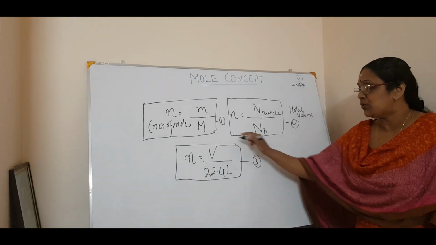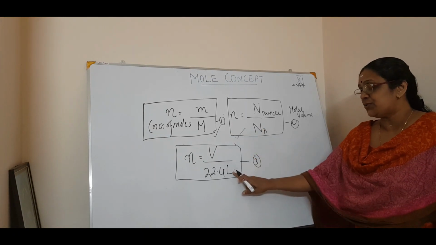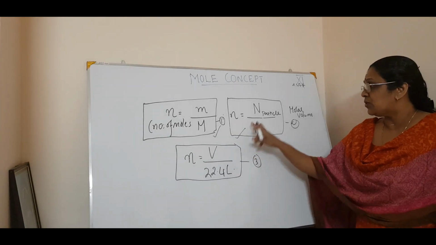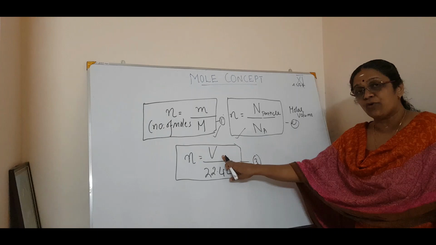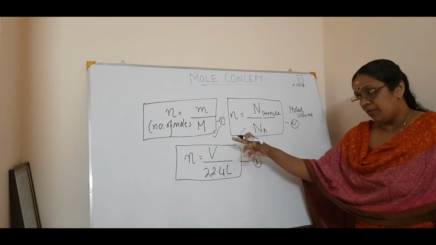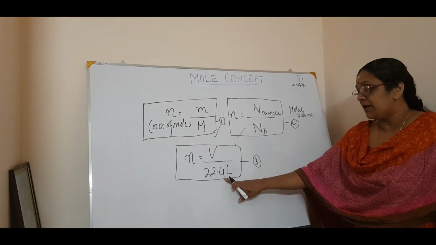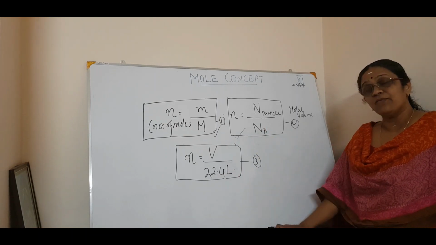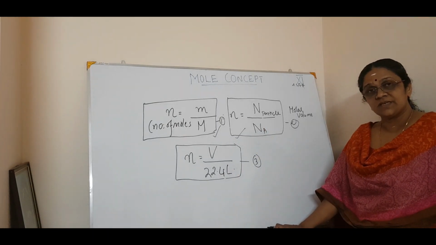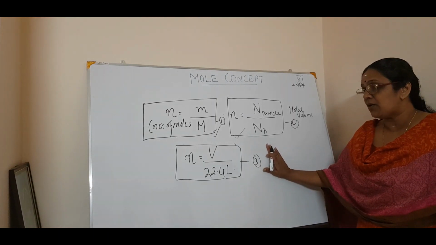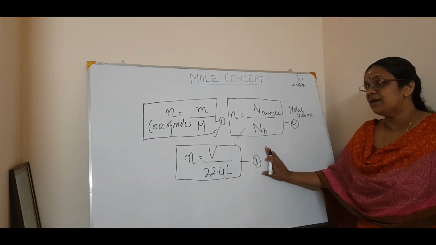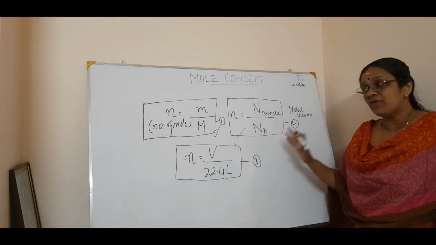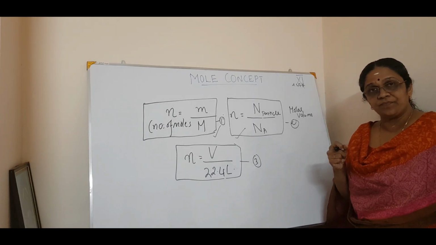Clear? These two you have studied earlier. Today we have studied the molar volume. So instead of the number of particles, this is a volume of gas or particle, divided by 22.4 liter instead of the Avogadro number. Correct? So this much is about the mole concept, and I hope you have got that concept correctly.